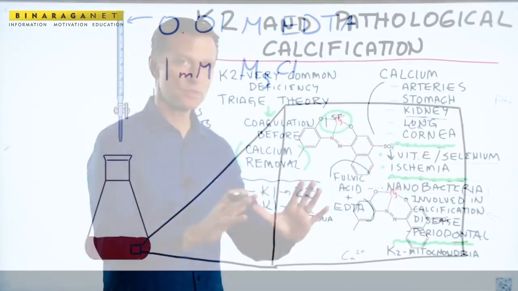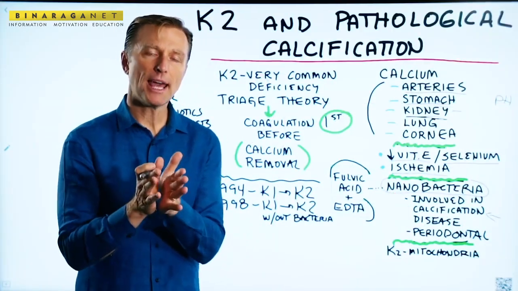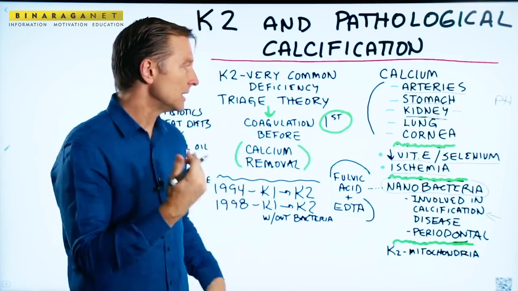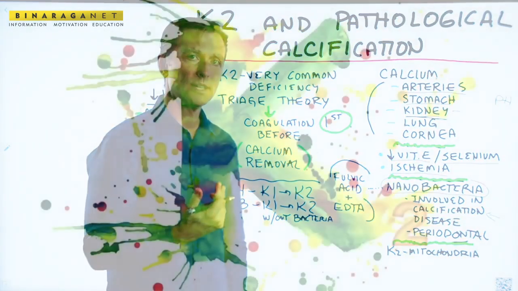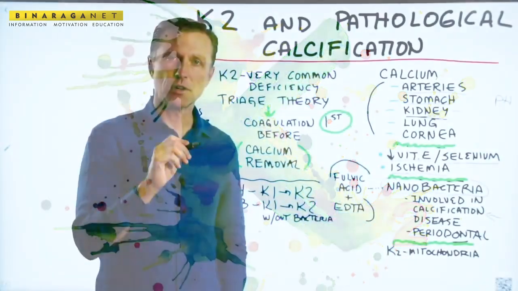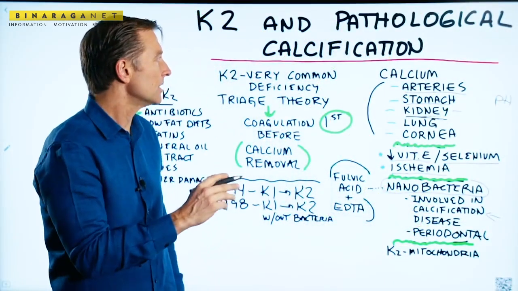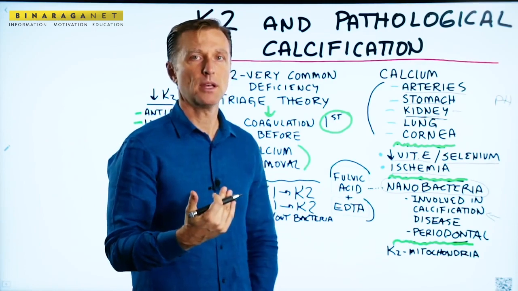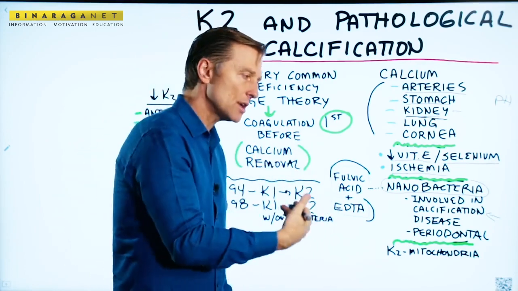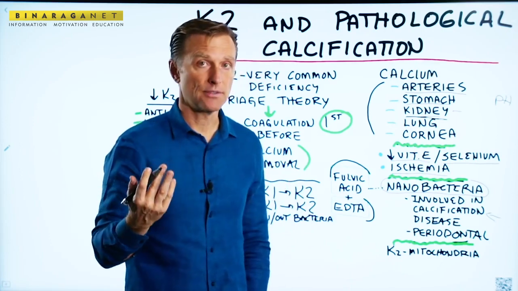Now, let me just shift gears to vitamin K2. Vitamin K1 has everything to do with clotting, okay, preventing bleeding. Vitamin K2 is completely different. It's involved in about 17 different proteins involving the movement of calcium out of the soft tissue back into the bone, out of the soft tissue into the teeth, for example.